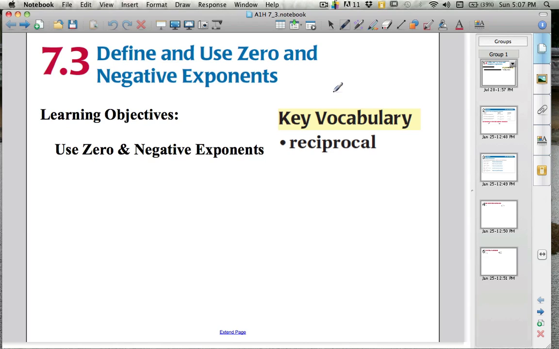In section 7.3, we're going to work on defining and using exponents that are zero, and also exponents that are negative numbers. So this is our learning objective, to use zero and negative numbers as exponents. And our key vocabulary here is reciprocal. If you remember, if I have a value a, its reciprocal is 1 over a. Reciprocal and inverse are essentially the same thing.